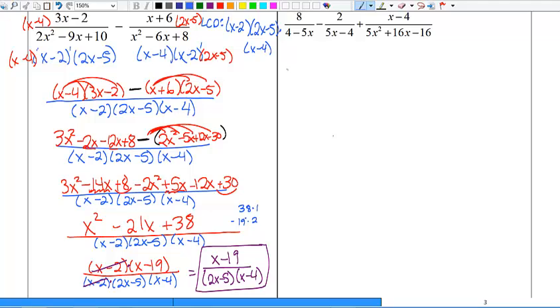On this last problem, the first denominator is in the wrong order. So I want to take a minute to reorder and then factor out the negative 1.